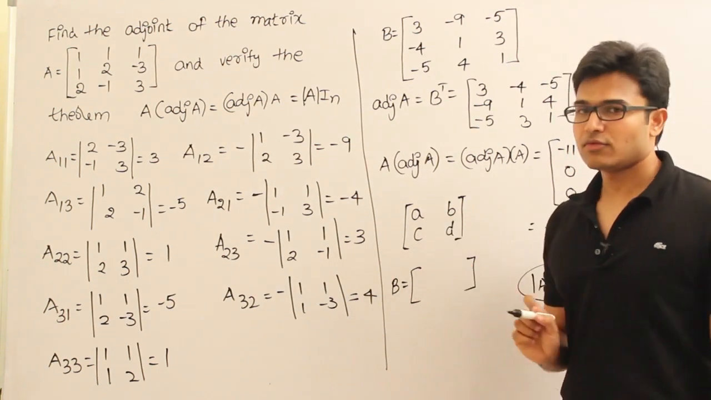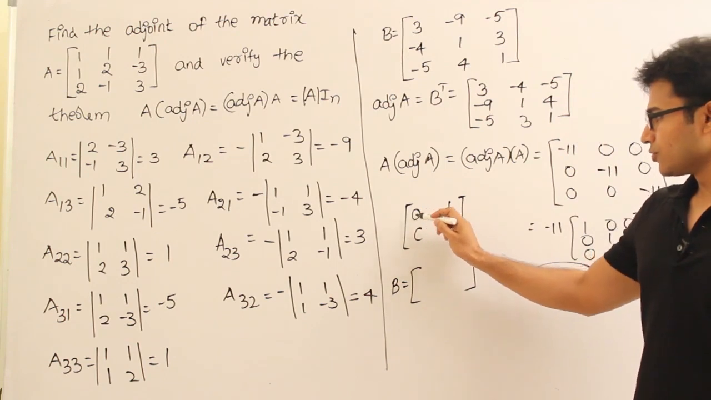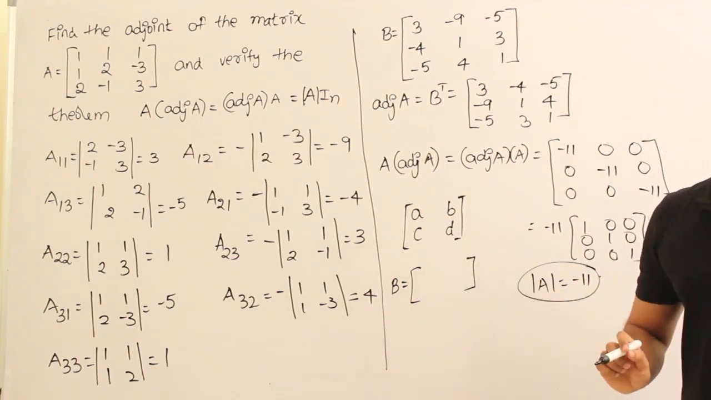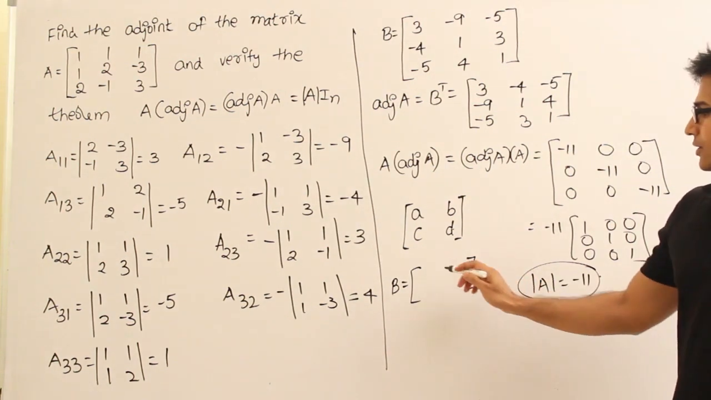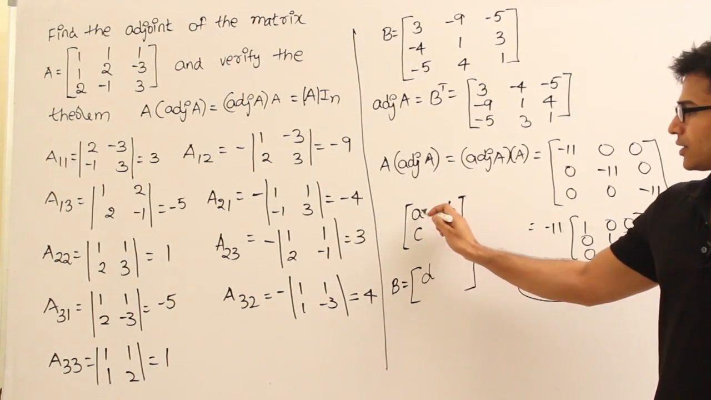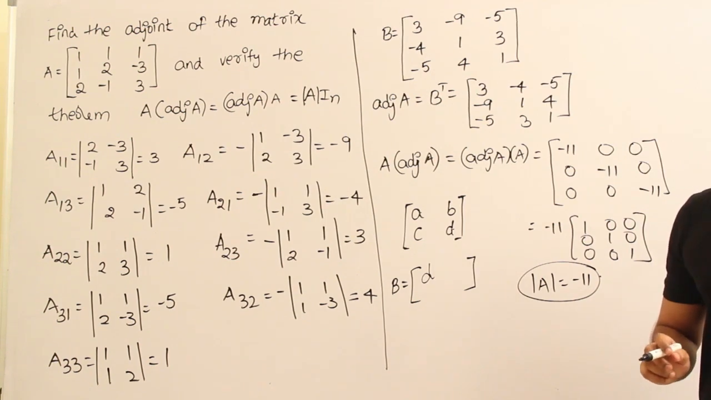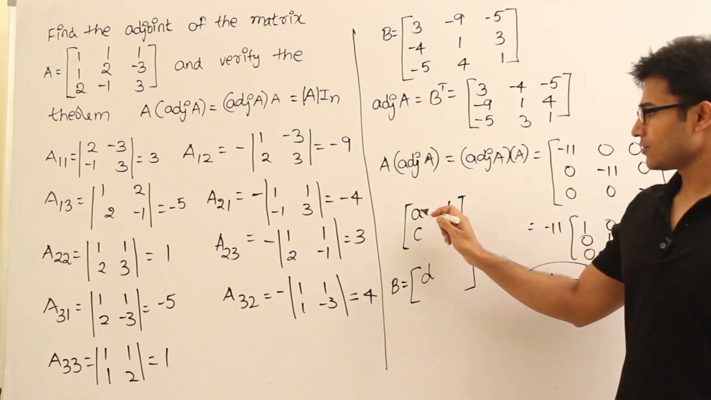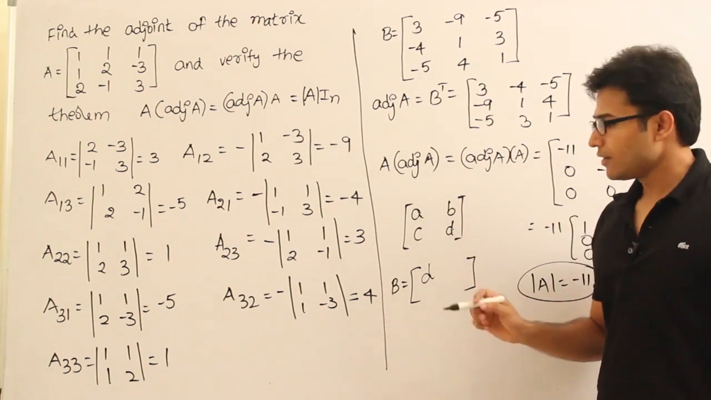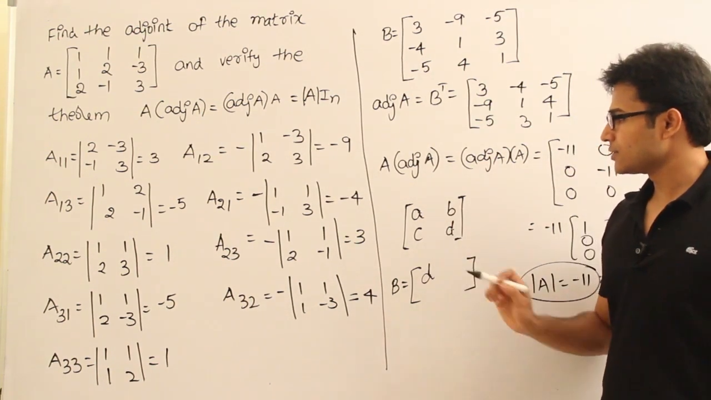What is the cofactor of this one? You remove this row and this column and then find the determinant of the remaining. Here only one element is remaining, which is D. And moreover, in this cofactor we don't get minus because the indices are 1 1, therefore minus 1 power 1 plus 1 is positive. So I am not going to write minus D, it is simply D.